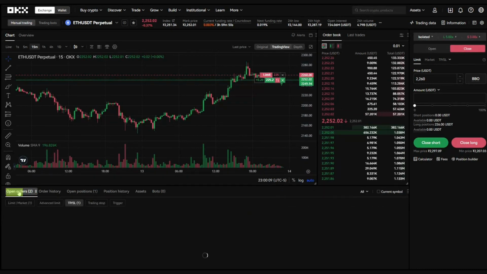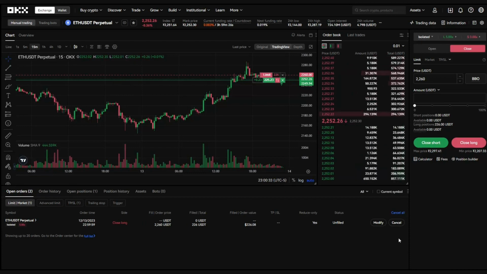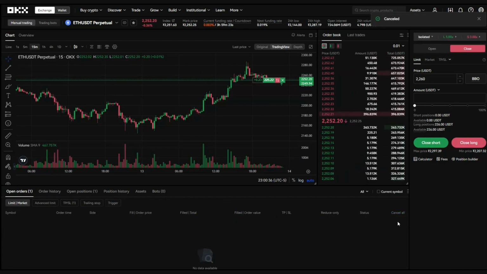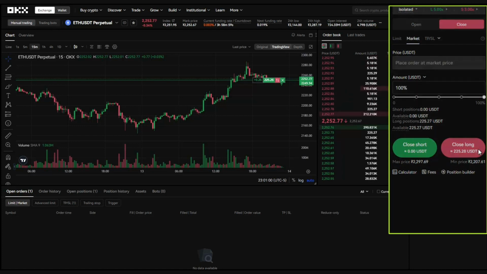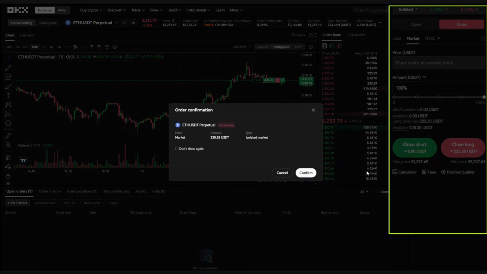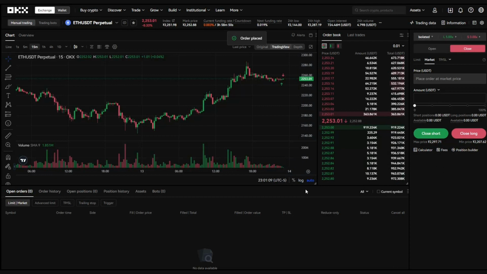In Open Orders, you select the Limit tab, and the pending order to be executed appears. And using the market option, you close it instantly. See that trading the futures markets in OKX is very easy, and the trades are executed very fast.